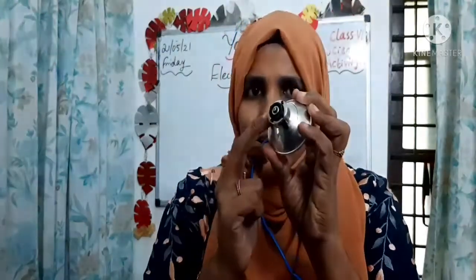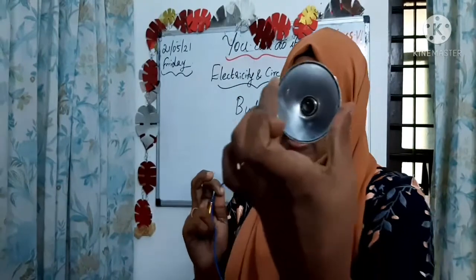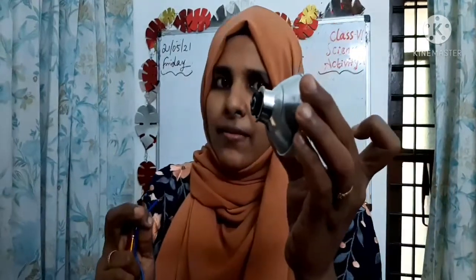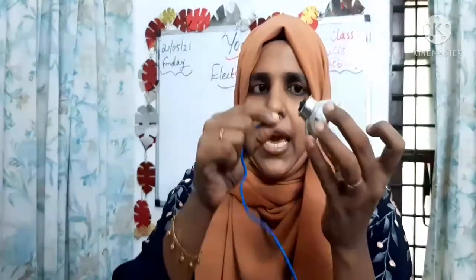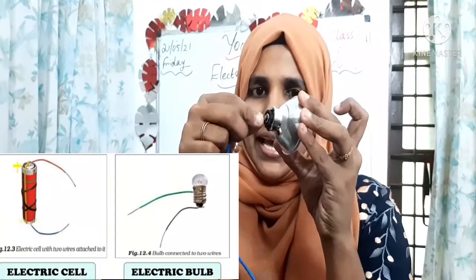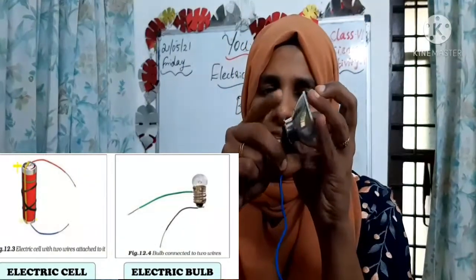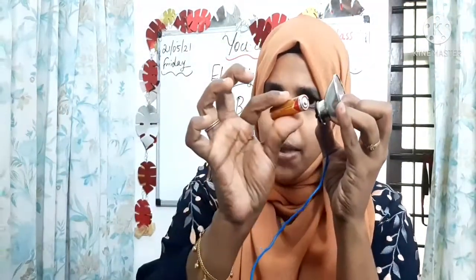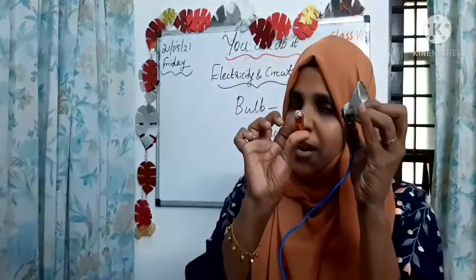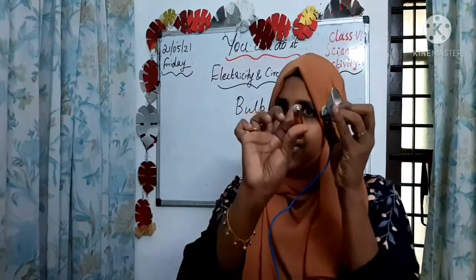We already learned the bulb has two terminals. What are they? Positive and negative terminal. The base of the bulb and the metal cap of the bulb. So we have to put the wire like this and connect it here. Then after that we have to take our cell. It has two terminals. What are they, children? Positive and negative terminal.